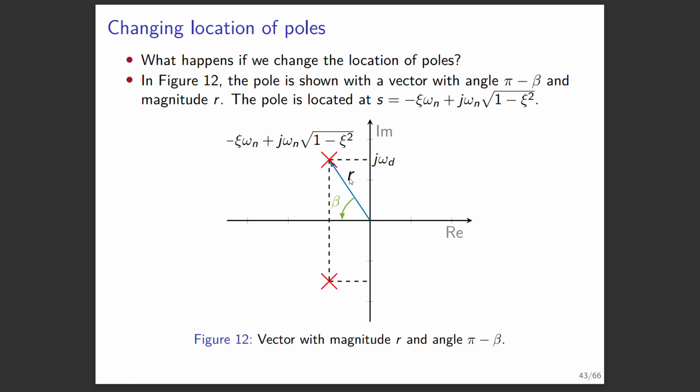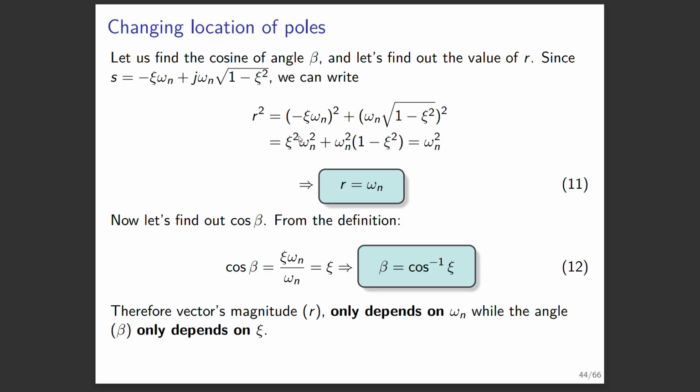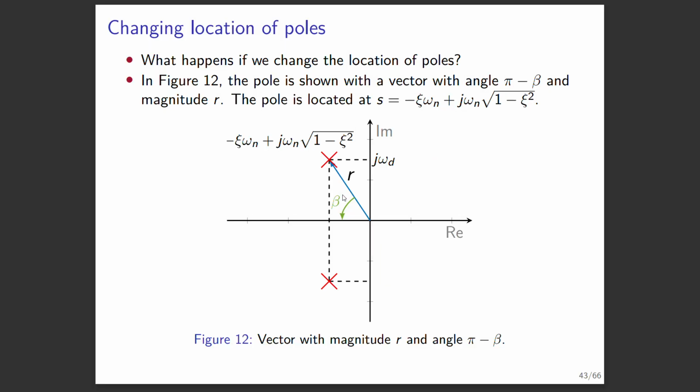Therefore, r squared is the first term squared plus the second term squared. Right? So if I simplify, this is going to be zeta squared omega n squared, and this is going to be omega n squared times 1 minus zeta squared. If I add them up, I'm just going to have omega n squared. So r squared is omega n squared, therefore r is omega n. Wow, so this vector, the magnitude of it is omega n.